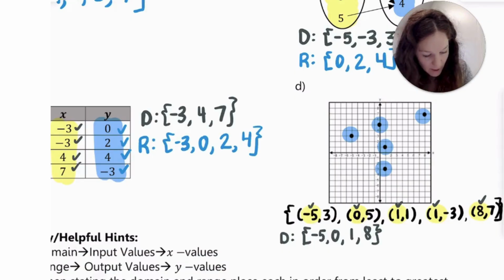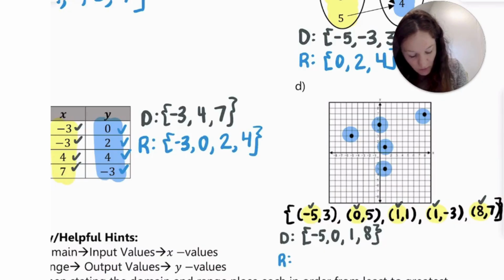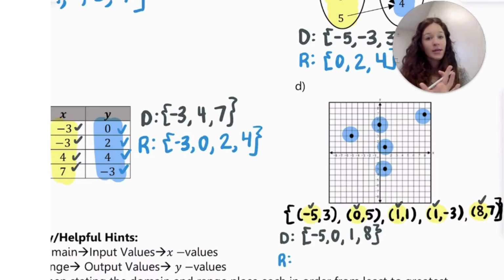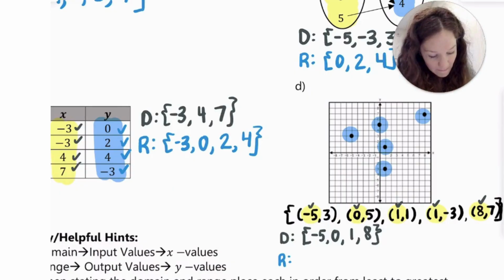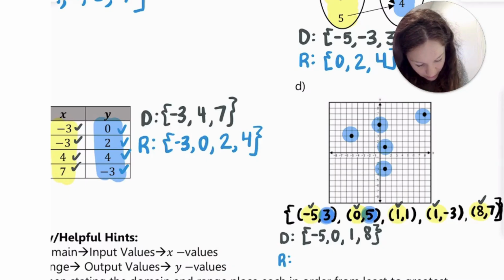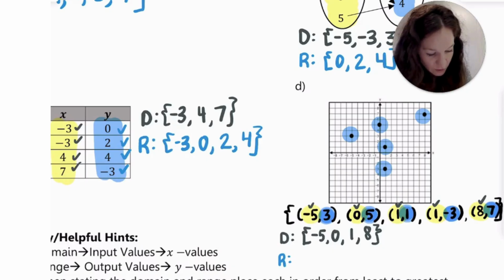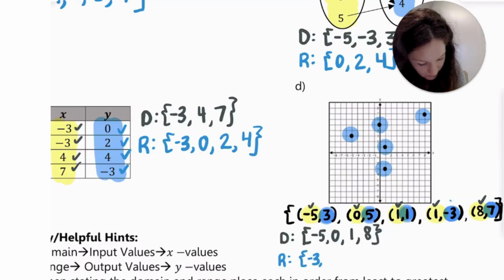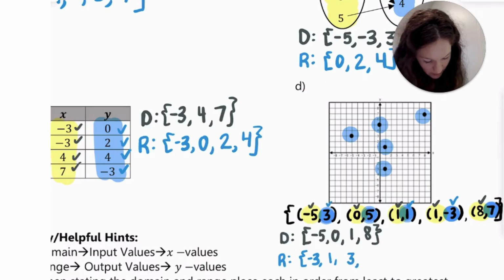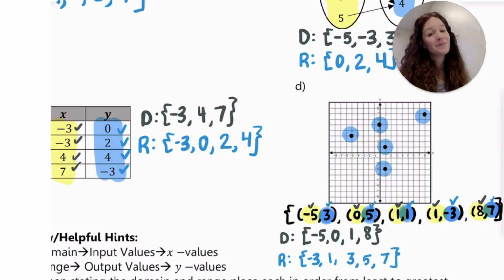Okay. Now for my range, I'm not necessarily looking at my ordered pairs going to have them in order from least to greatest. So I'm going to skim my range, my y values, and look to see which one's the smallest, and I see -3. I then see +1, +3, +5, and last but not least, +7. So that will be my range.